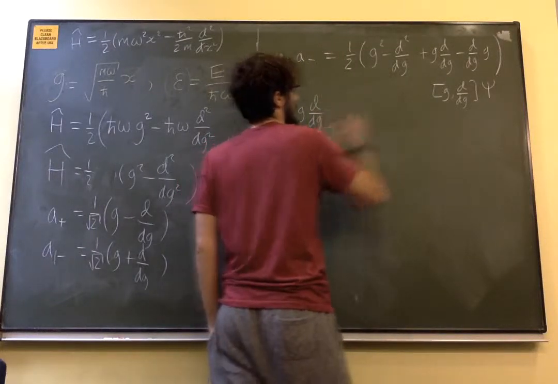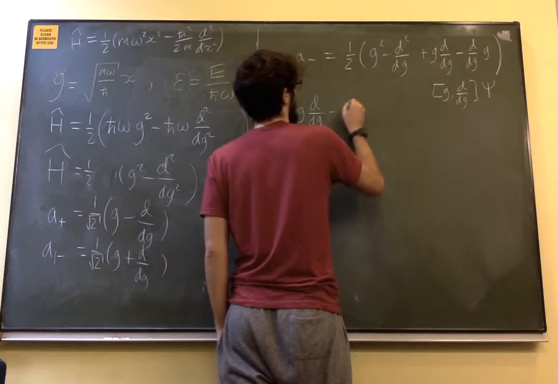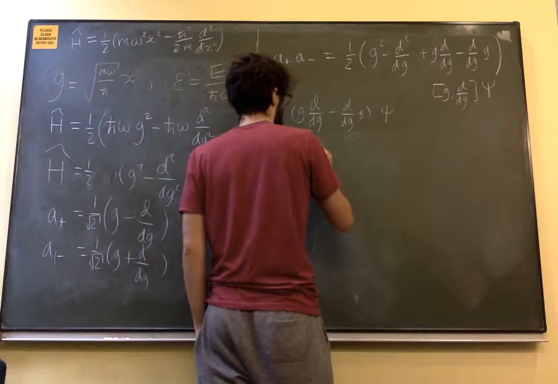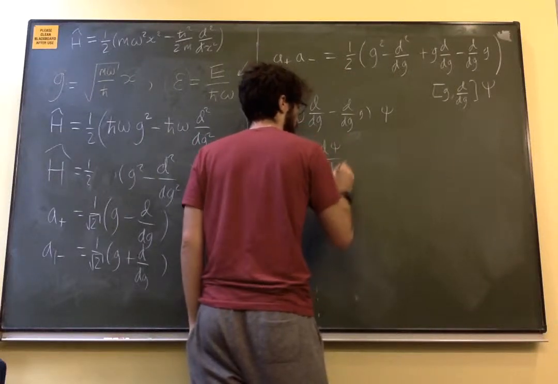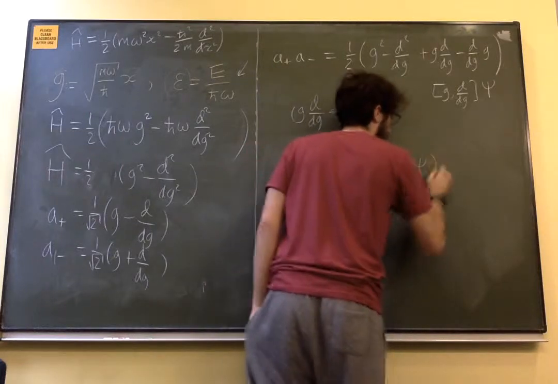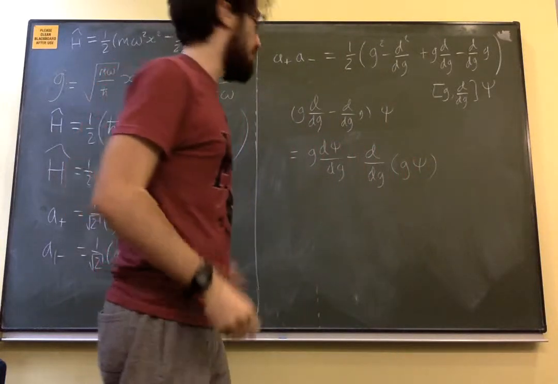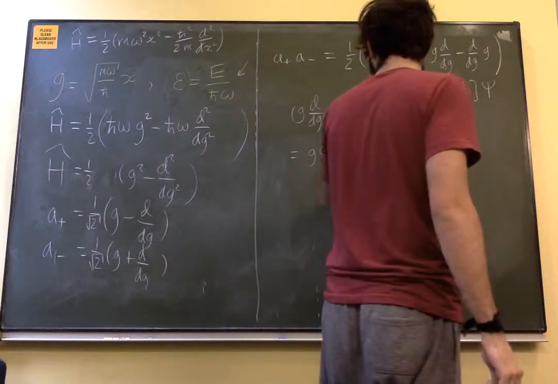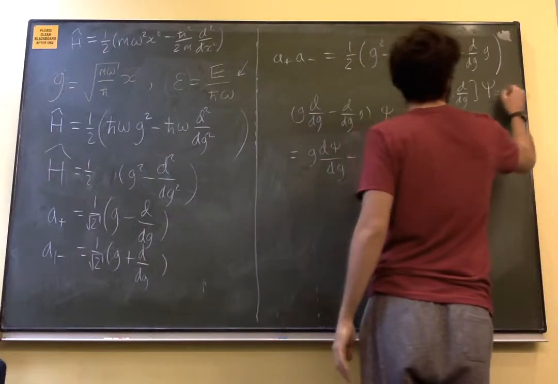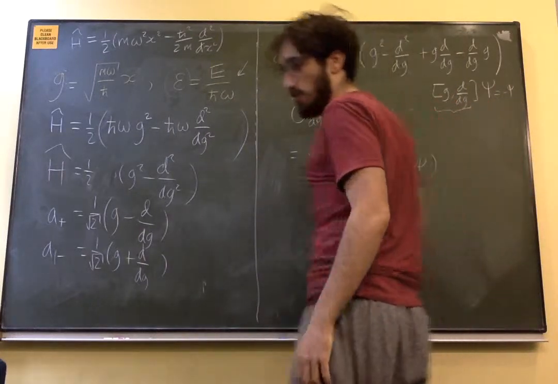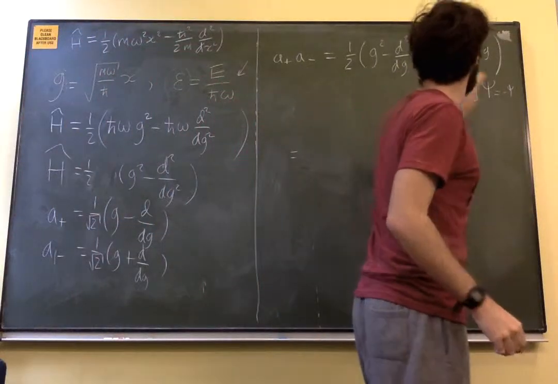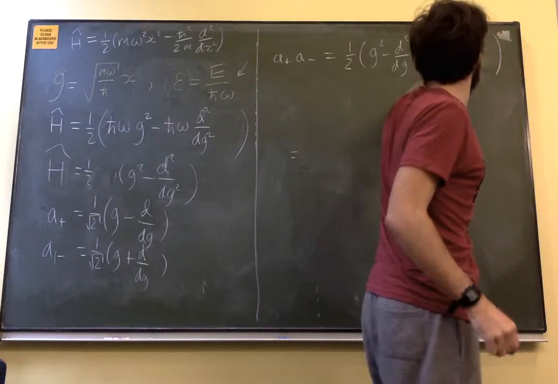So when I apply this to psi, this applied to psi is d psi by dg, then minus d by dg of g times psi. When I expand this out, I get a term g d psi, so it cancels that out, and then I get a minus psi. So this commutator is -1. I can replace this with -1.